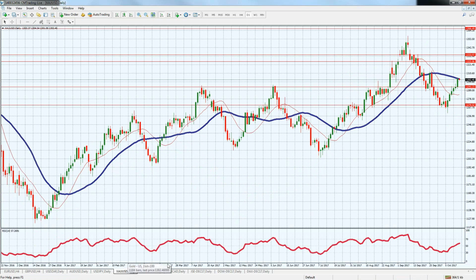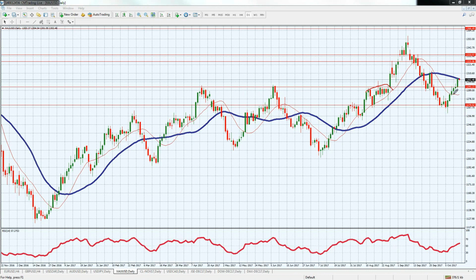Looking at gold, gold had a nice rally from 1270 to 1300, as you can see here. Nice support level at 1270. This is also something that we mentioned last week, and we broke the 1293 resistance level, since we had this before, that we couldn't break out.